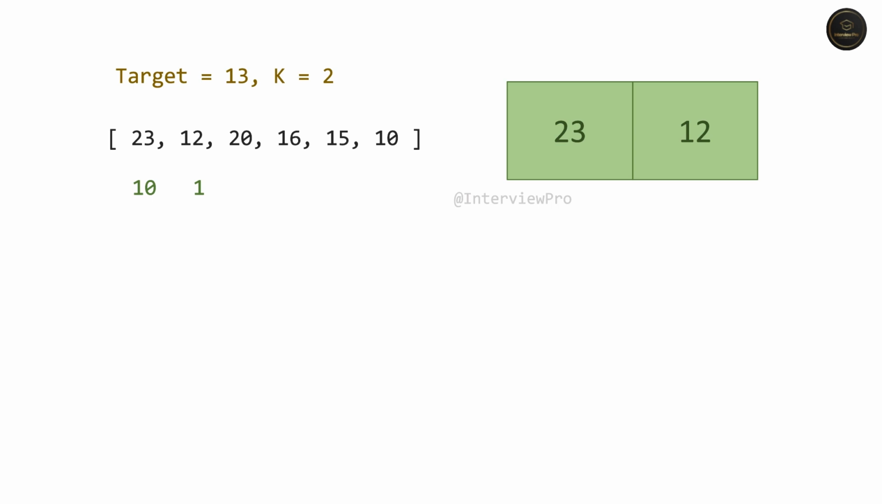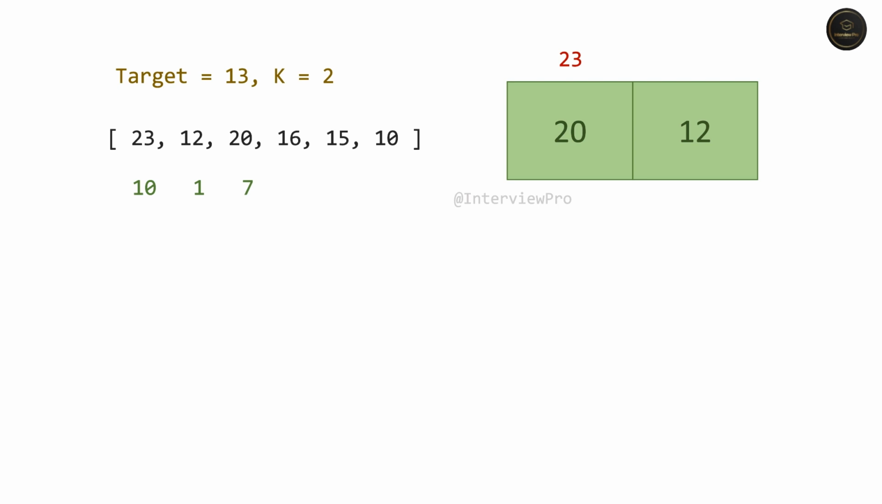Before trying to solve this problem using a binary search tree, let's take a simple array with random values and a target 13. We have to find two closest values to 13. If we start from the first element, the difference between 13 and the first element 23 is 10. And the difference between the second element 12 and the target 13 is 1. So far our two closest values are 23 and 12. For the third element, 20 minus 13 is 7. So as per the question, we want only two closest values.